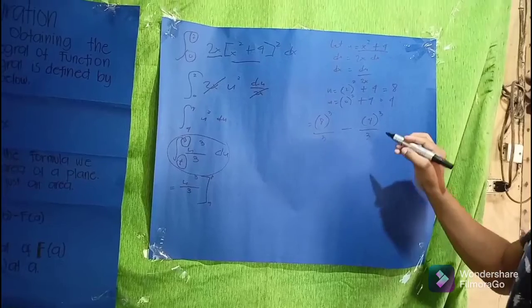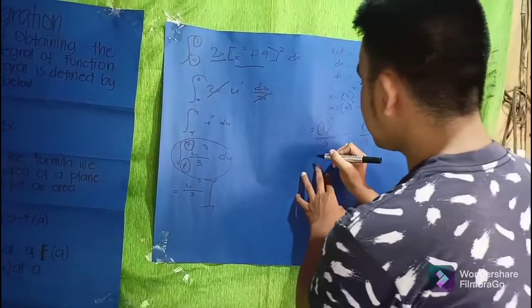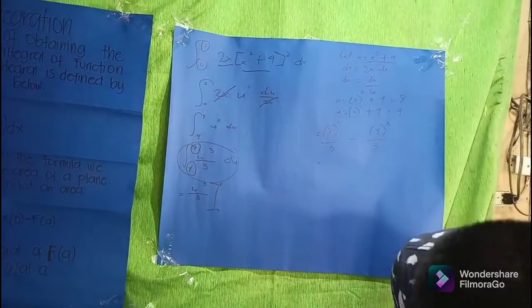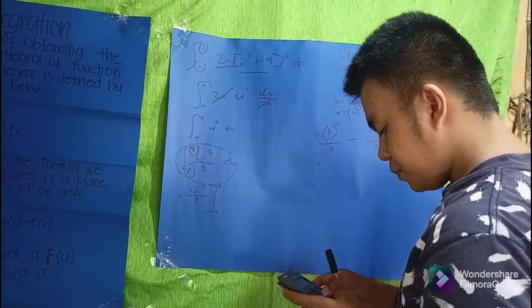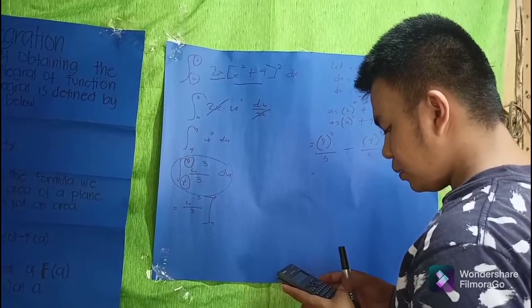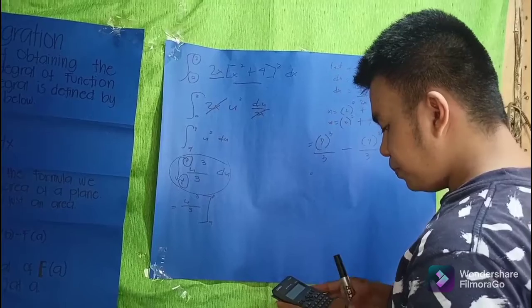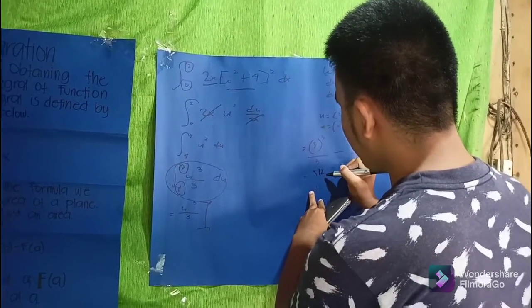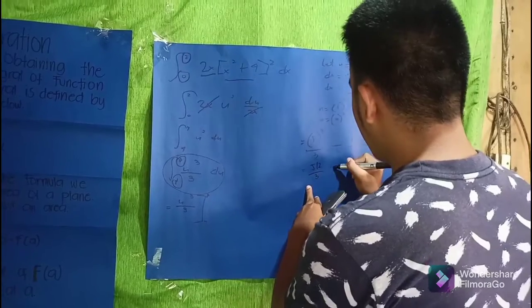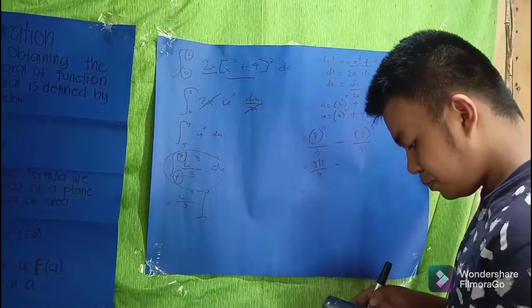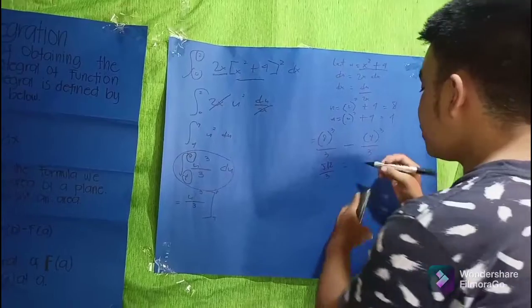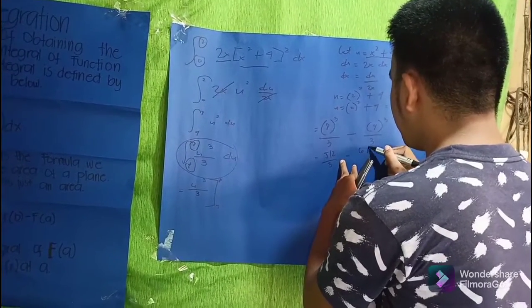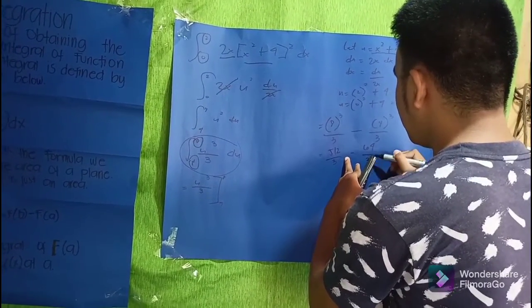So now we are going to solve it. So 8 cubed is equal to 512. 512 over 3 minus 4 cubed, 64, over 3.